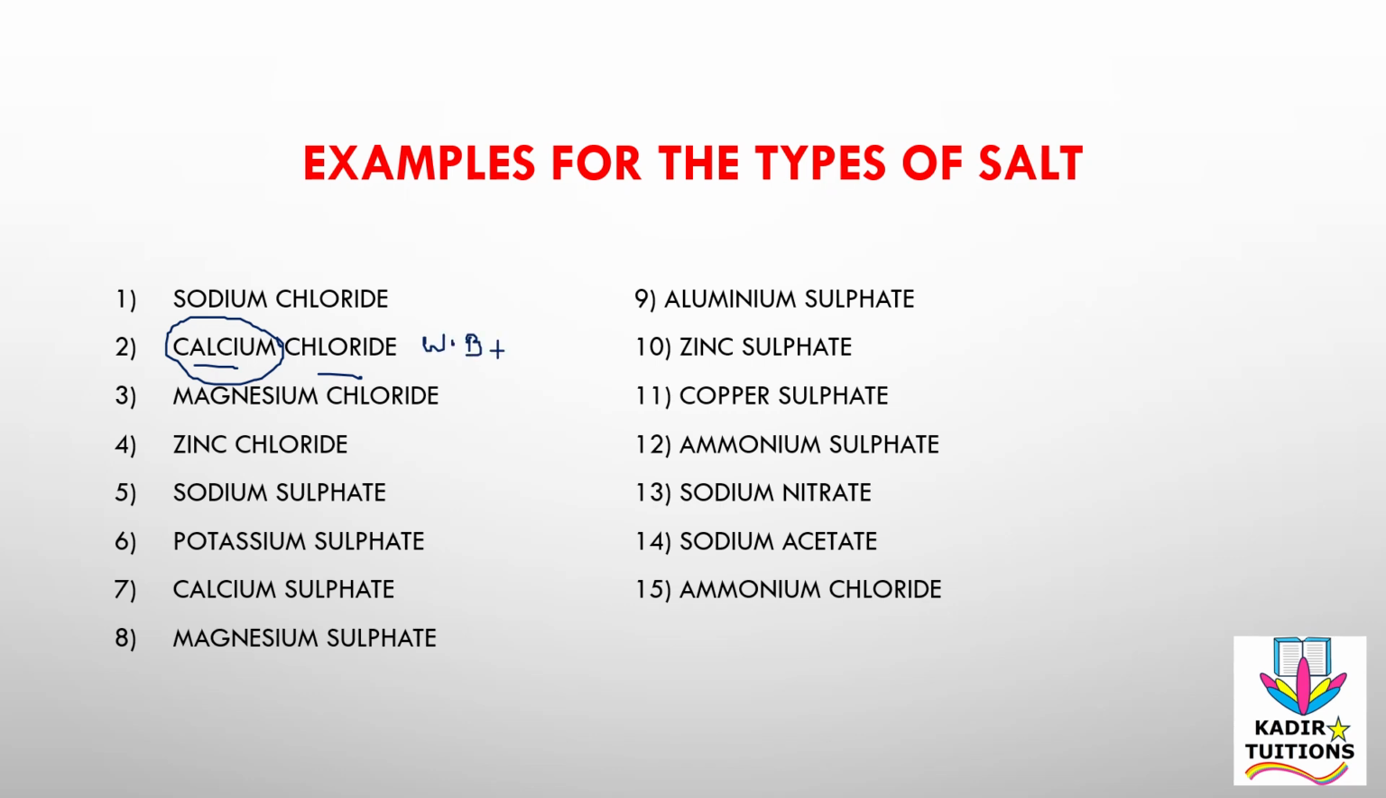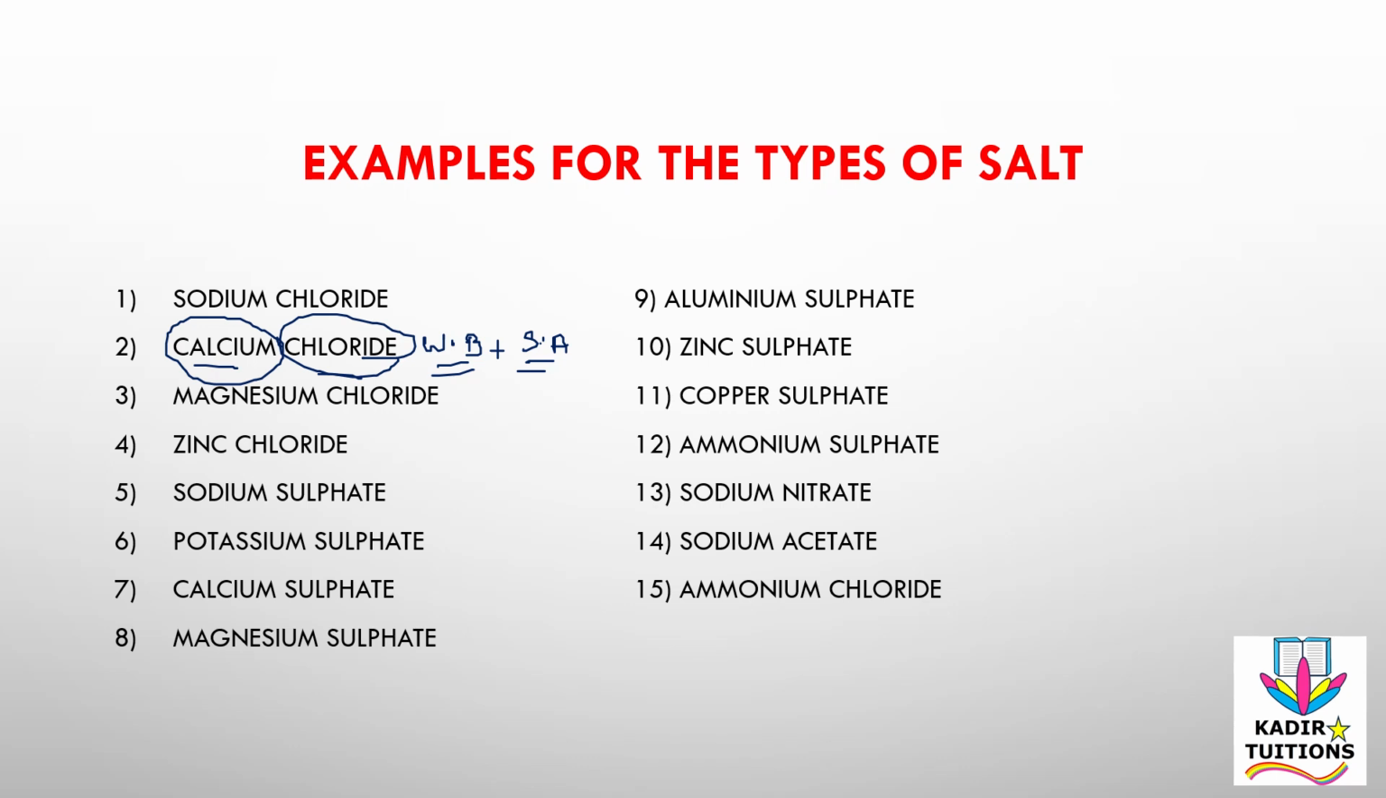And where does this chloride come from? It comes from hydrochloric acid. Is hydrochloric acid a strong acid or a weak acid? It's a strong acid. Then when a weak base reacts with a strong acid, what type of salt do we get? It's an acidic salt. So we have to do this for all these examples.